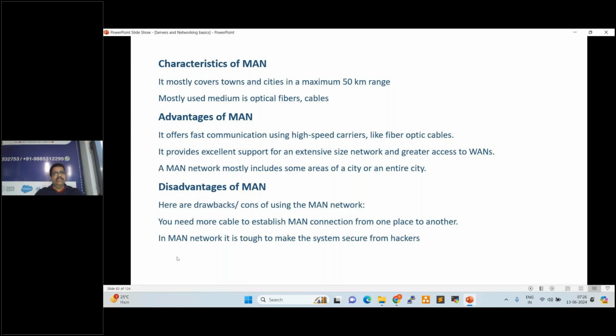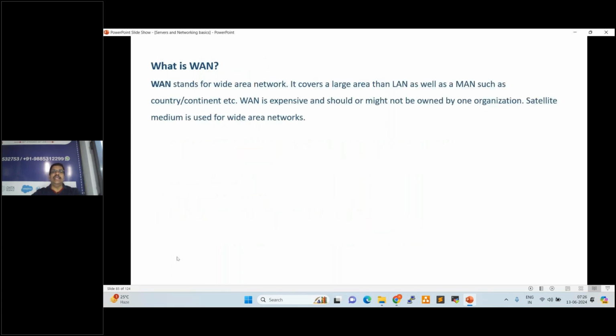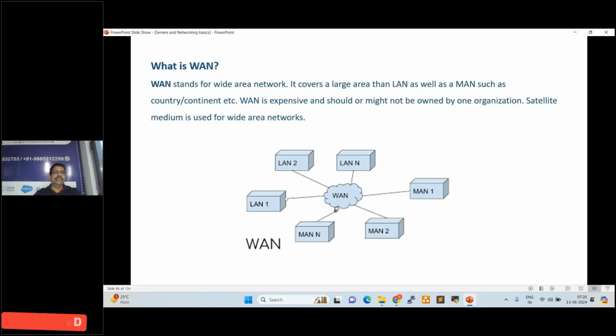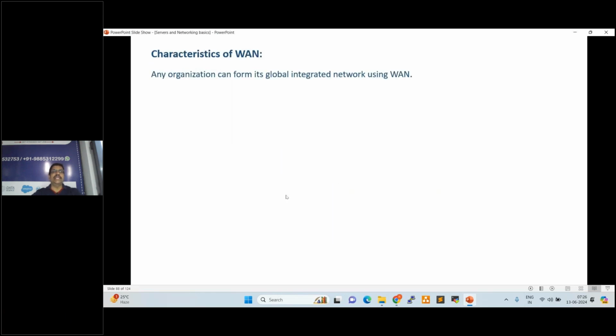Okay. Next one is WAN, wide area network. It covers a larger area than LAN as well as MAN, such as country and continent, etc. So WAN is expensive and might not be owned by one organization. A satellite medium is used for wide area network, satellite communication, right? Country to country, continent to continent. So this is a combination of LAN, MAN and WAN. So what are the characteristics? Any organization can form its global integrated network using WAN.